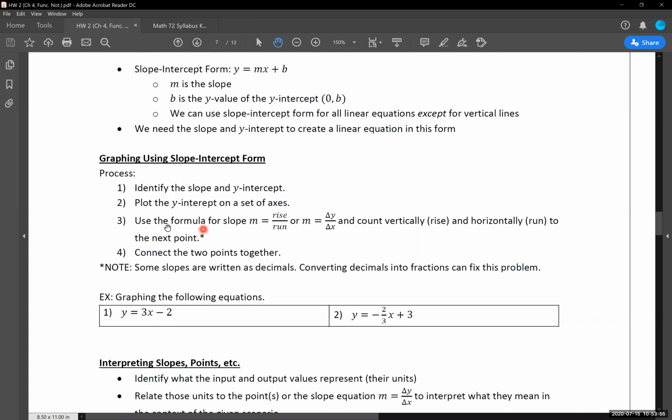Now it should be noted in step 3, when we're using the formula for the slope, the rise over run, the change in y over the change in x, some slopes are going to be written as decimals. You are more than welcome, and I highly recommend that you convert those decimals into fractions. It's going to make life a lot easier. You can do that by plugging that decimal into your graphing calculator and hitting the math frac option.